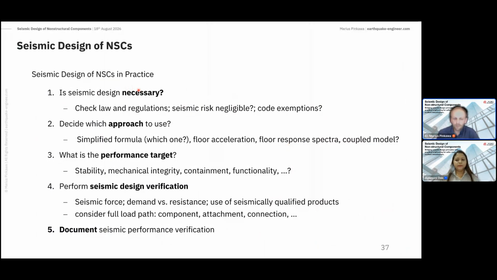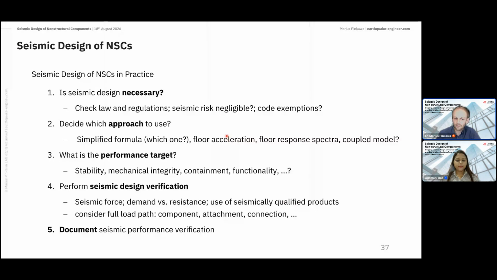Then which approach do you use? Do you use a simplified formula, and also which seismic code? Maybe you want to calculate the floor acceleration to have less uncertainty. Maybe you go with the floor response spectrum approach, or you even have a coupled model.